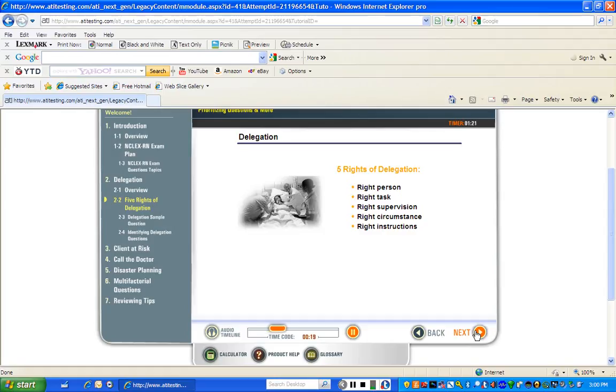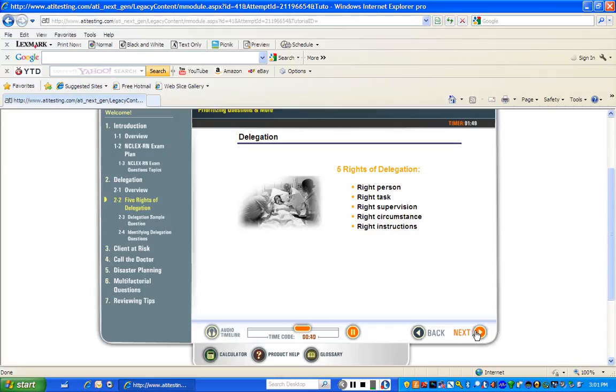Right task. When considering if you are delegating the proper task, think of the roles and responsibilities of each member of the healthcare team, as well as the priority of the task being delegated. Right supervision. Think of the roles and responsibilities of each member of the healthcare team, as well as the amount of supervision the nurse will have to provide to get the job done properly.